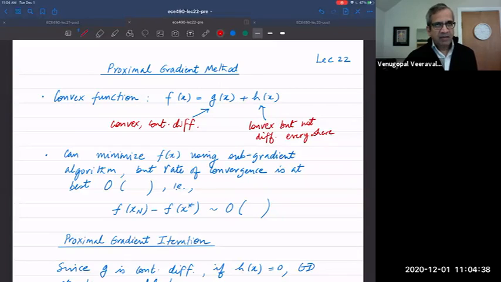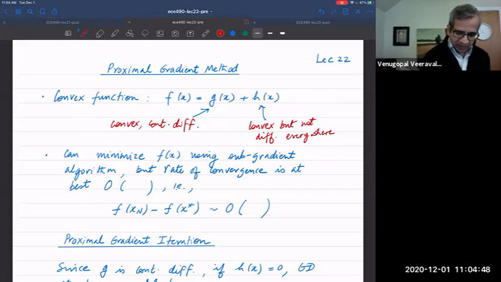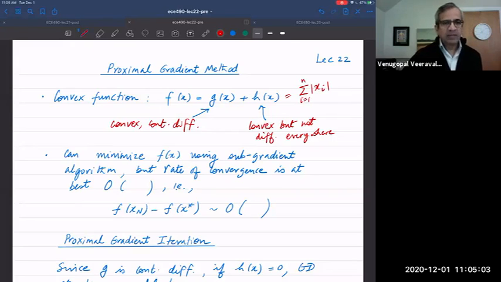One example that we saw of a convex function, in your homework exercise and also in class before, is the L1 norm. If h of x is equal to the summation of the absolute values of the components, this is the L1 norm. This is convex, but it's not differentiable. But you can easily find the subgradients of this function, and we saw examples of that.